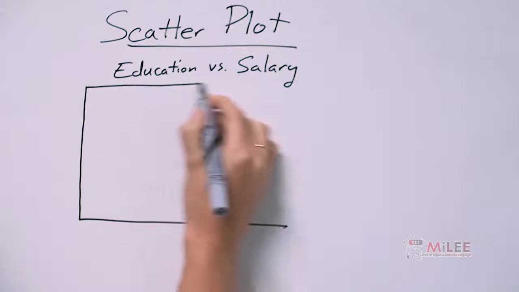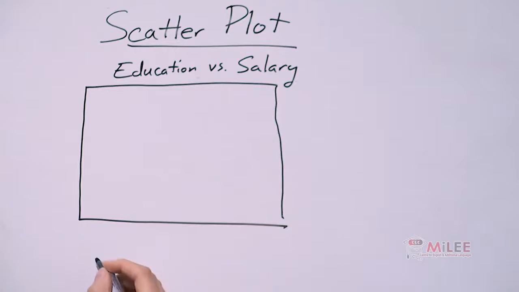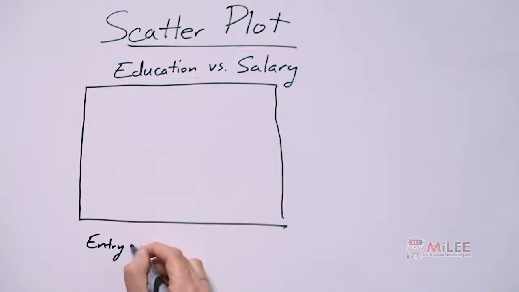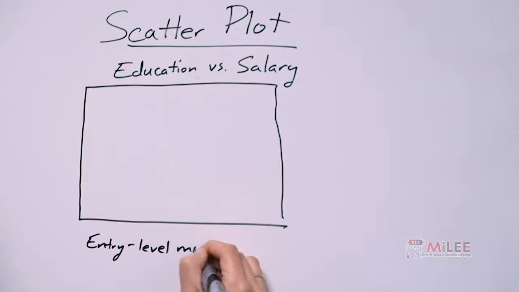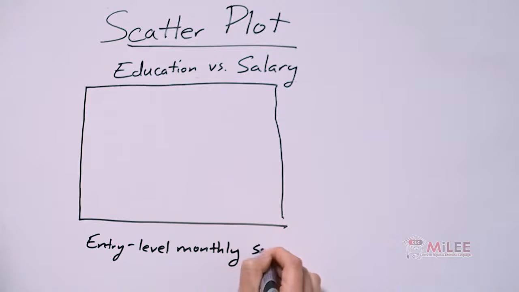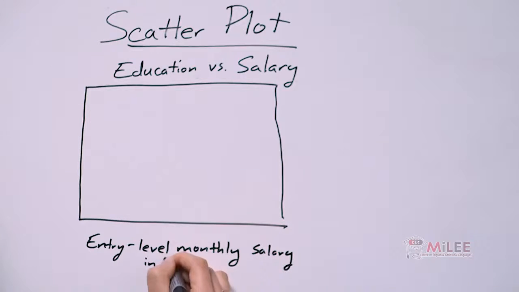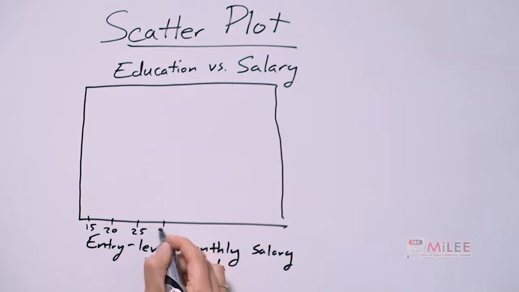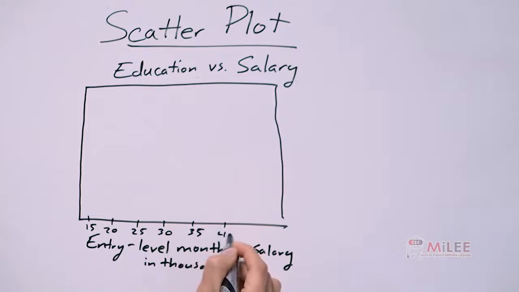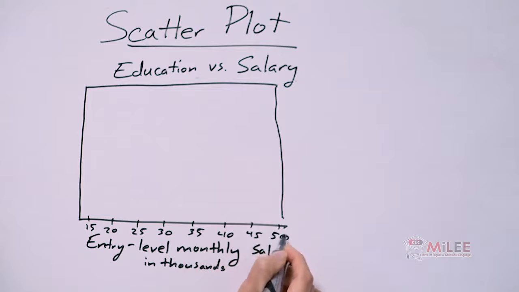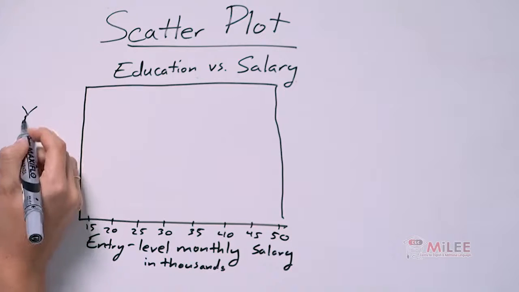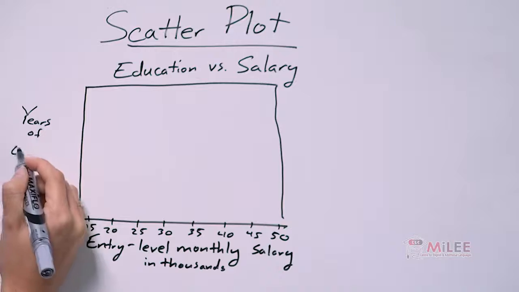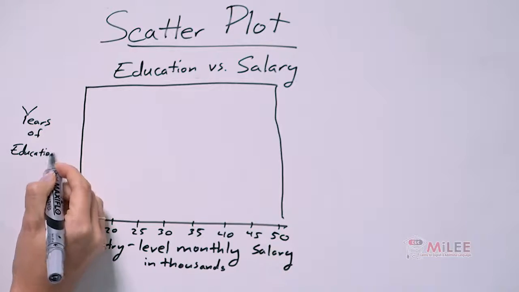For example, if you want to know whether the number of years of education a person has is related to their monthly salary at their first job, then you could use a scatterplot. The monthly salary would be put on the x-axis, and the years of education would be put on the y-axis. Then you would plot your data. After all the data is plotted, you can graph a trend line, which shows the average trend of all the data. This helps us know how the two variables are correlated or related.